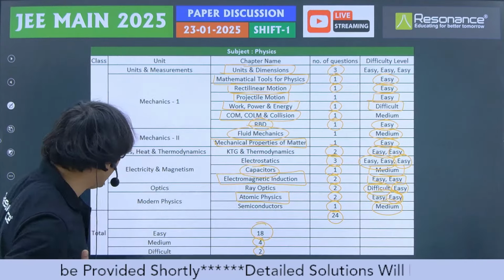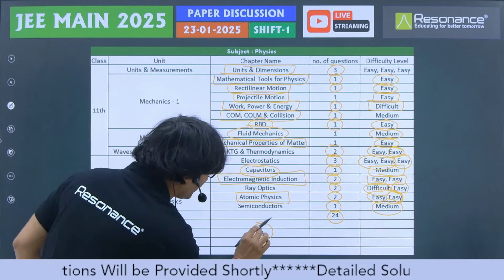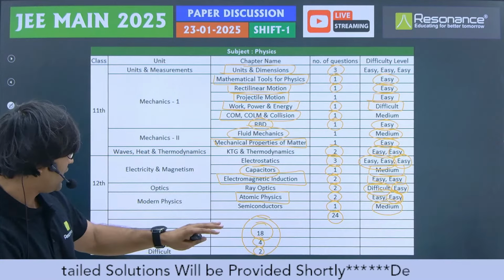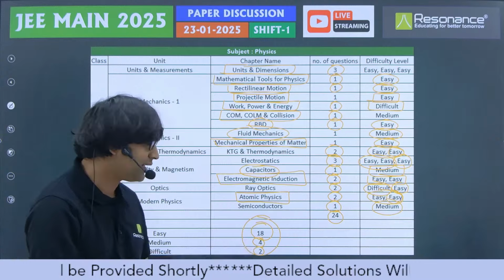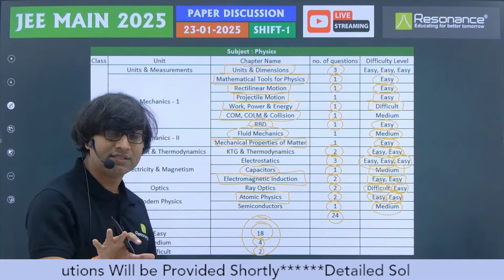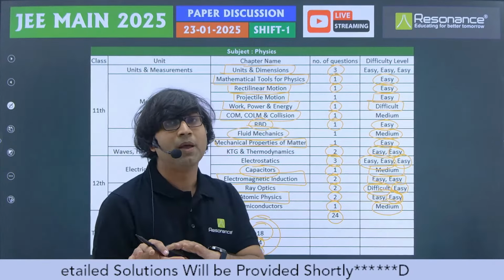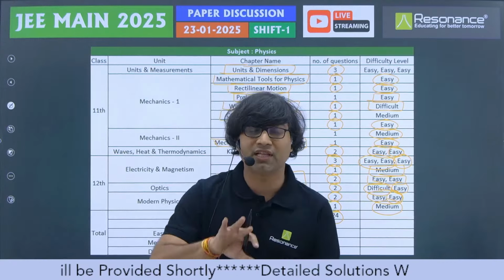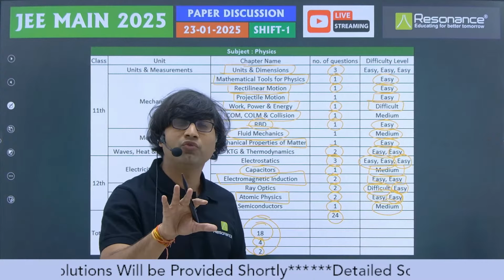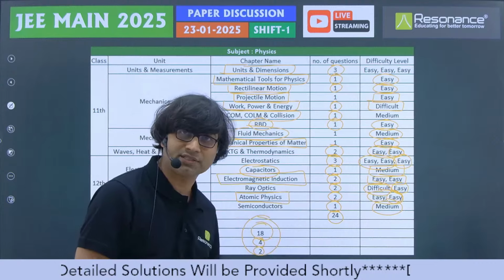Finally, we are going to conclude that overall, if you look at the difficulty level of this paper, 18 questions were easy, 4 were difficult, 4 questions were from the medium category, and only 2 questions were from the difficult side. That means that in physics, the difficulty level has been consistent if you compare it with the previous papers also. In the last paper, on 22nd of January, second shift, about 4 medium questions, 4 difficult questions, and the rest of the questions were on the easier side only.